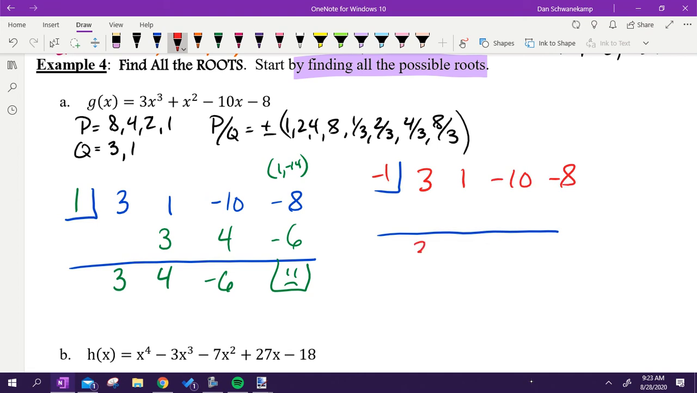We're going to try -1 this time. Drop that 3. Multiply. Add. Multiply. Add. Multiply. Add. I got 0.